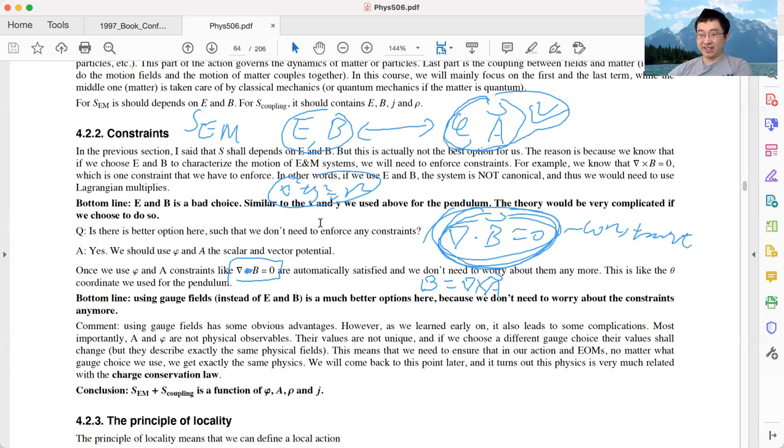The story here is exactly the same as the pendulum. We want the theta angle to describe the pendulum. We don't want xy to describe the pendulum. Here is exactly the same story. So the bottom line: when we write down the action for the EM part and the coupling part, we want to use the scalar and vector potential, and also charge density and current density, instead of E and B. We can use E and B as an intermediate step, but at the end of the day, we should use phi and A. So that's the second point.